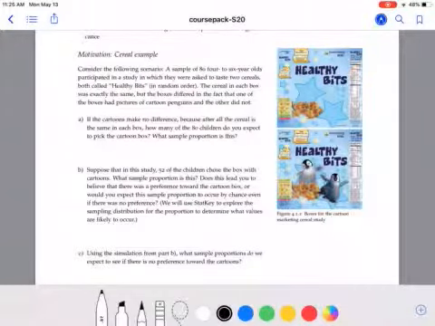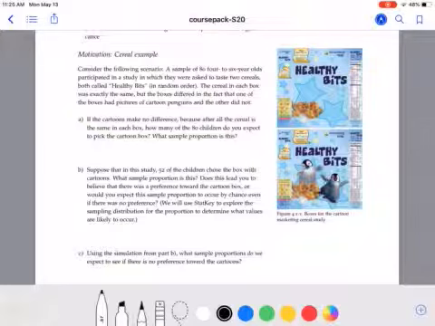The two cereals are completely identical in terms of the cereal in the box. They're called Healthy Bits, with everything the same on the box, with one difference: one of the boxes contains cartoon penguins on it. What we're interested in finding out is whether the children tend to like the cereal with the penguins better simply because of the marketing, even though it's the same cereal in the box.